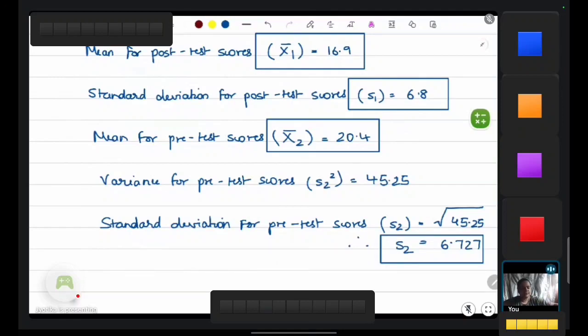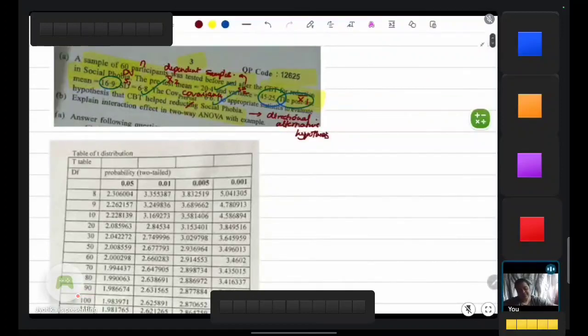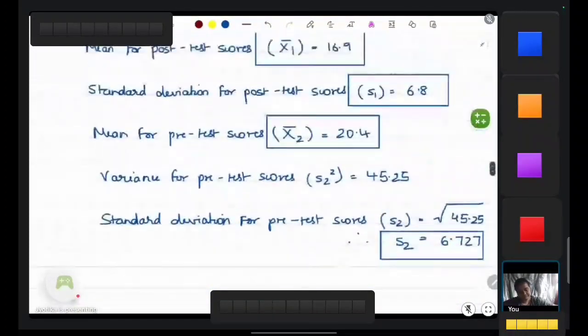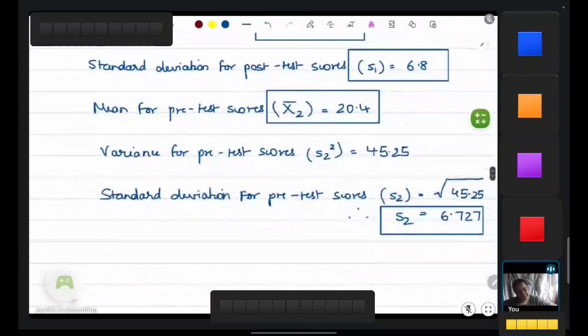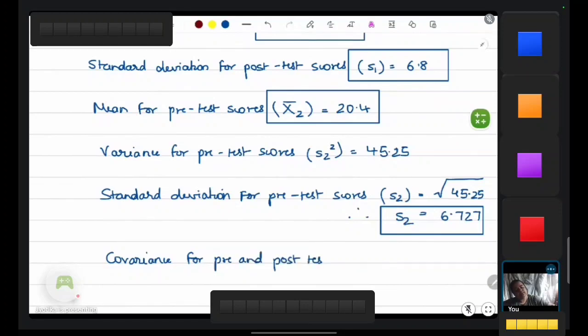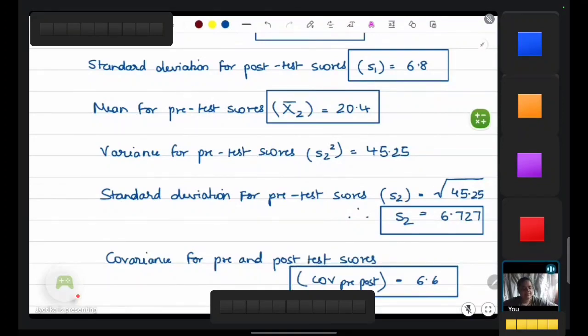Okay, what else do we need to write? Covariance is given. It's given as 6.6. So covariance for pre and post test scores, COV pre-post, just following the notation in the question paper. So that is 6.6. This also we need ahead.